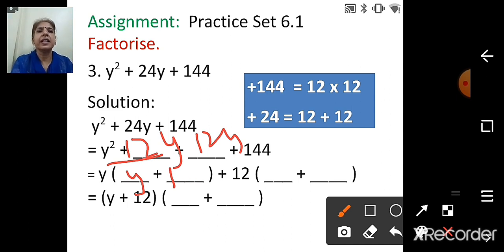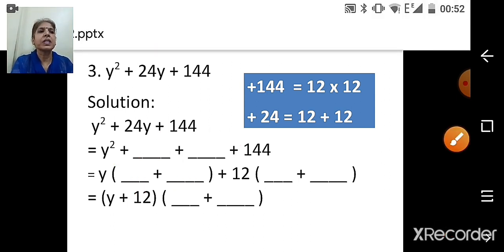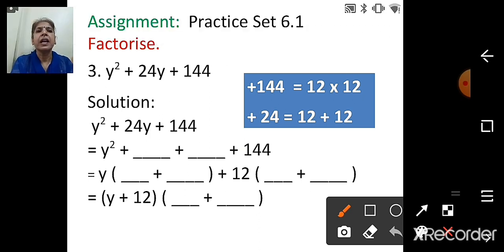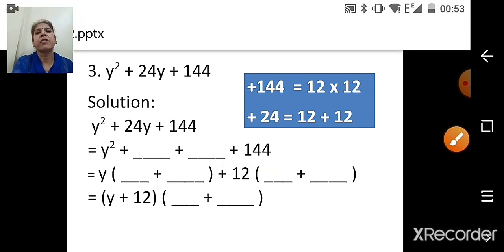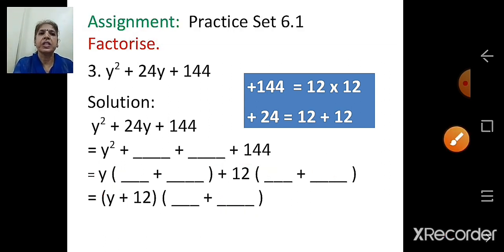And on the other side, what is common here? In the next pair, 12 is common in these two. So when 12 is common, uncommon will come y plus 12. And the bracket which we have got common is y plus 12. So uncommon will be y and here 12. This you have to do on your own. It is your assignment question.